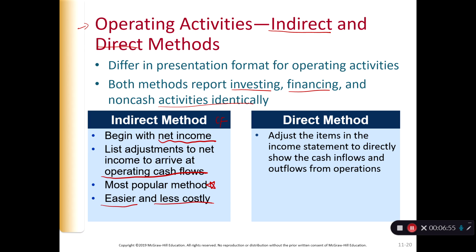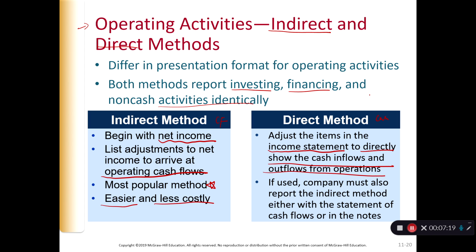However, the direct method is basically you restate the income statement using cash flow based accounting. In other words, you adjust the items in the income statement to directly show the cash inflow and outflow from operations. So basically you scratch the whole book, throw it away, and then create another book of accounting using cash based accounting, creating a cash flow statement. If you use that, that's okay. Companies also have to report the indirect method as well. So if you prepare the direct method, that's okay, but you also have to show us the indirect method.